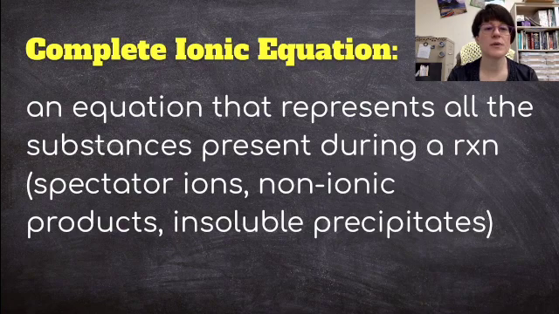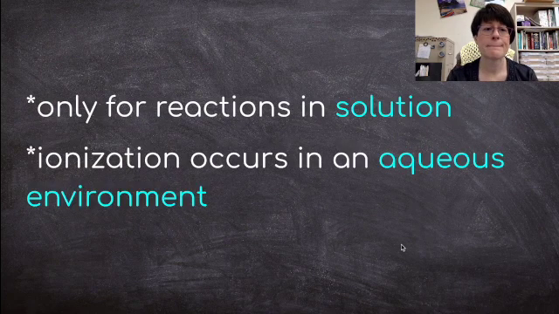Now for these, we write a complete ionic reaction for the double replacement reactions, or we can. And this is an equation that represents all the substances present during a reaction, the spectator ions, the non-ionic products, and the insoluble precipitates. This is only for reactions in solution, and ionization occurs in an aqueous environment. So this is only if both reactants are aqueous.